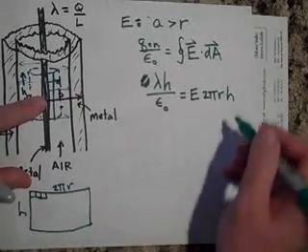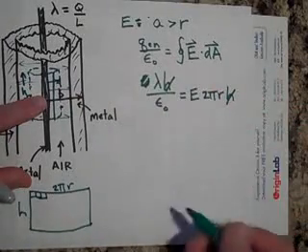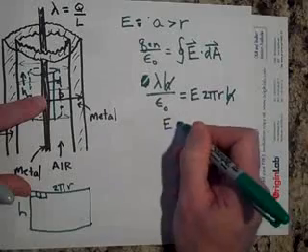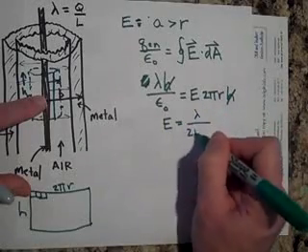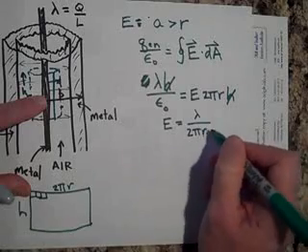Okay, so we can cancel h out of there. And so the electric field inside is going to be lambda over 2 pi r epsilon naught.